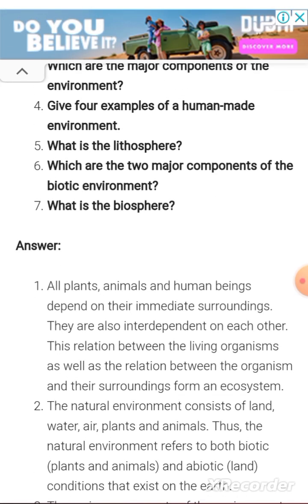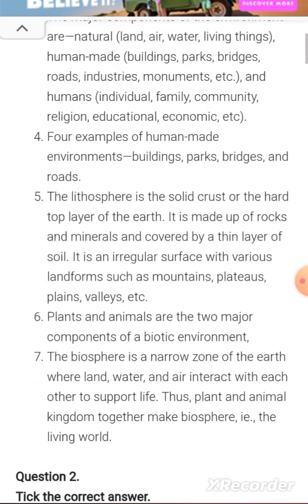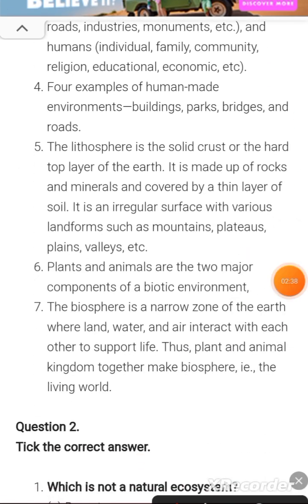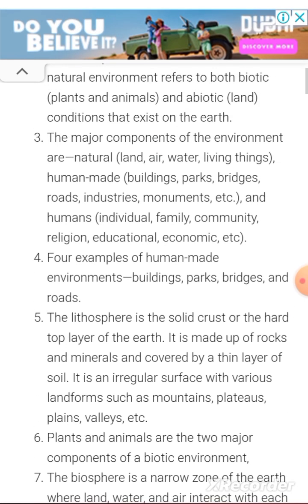The last question is, what is biosphere? So the answer of this question is, the biosphere is a narrow zone of the earth where land, water, air interact with each other to support life. Thus, the plant and animal kingdom together make a biosphere. Example, the living world. Okay. Now the first question is completed.